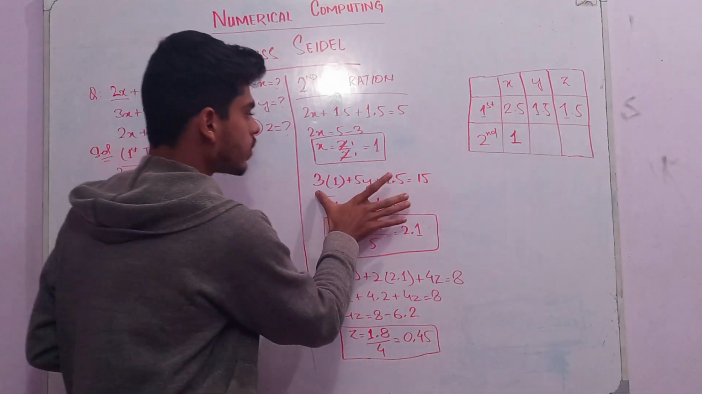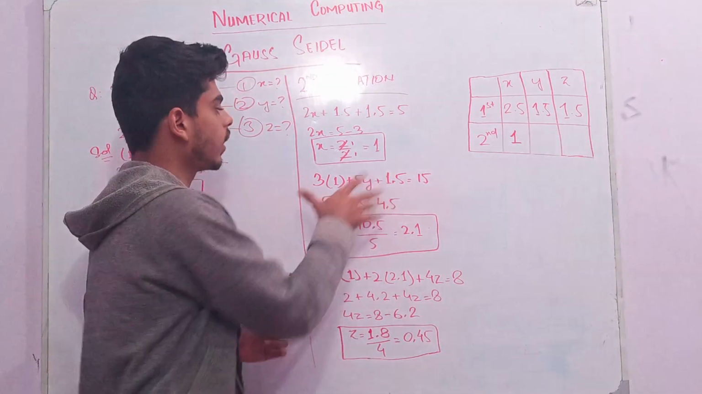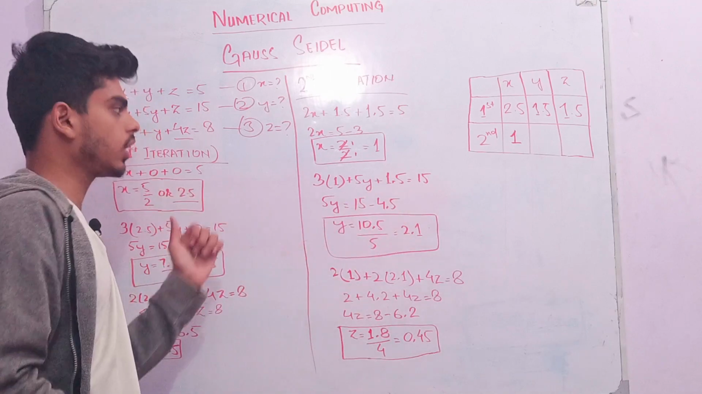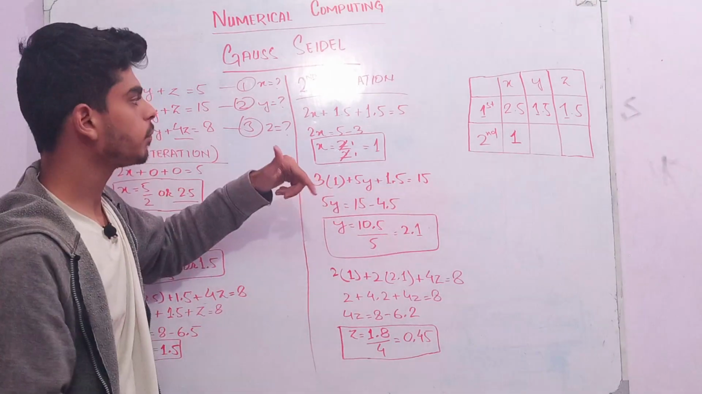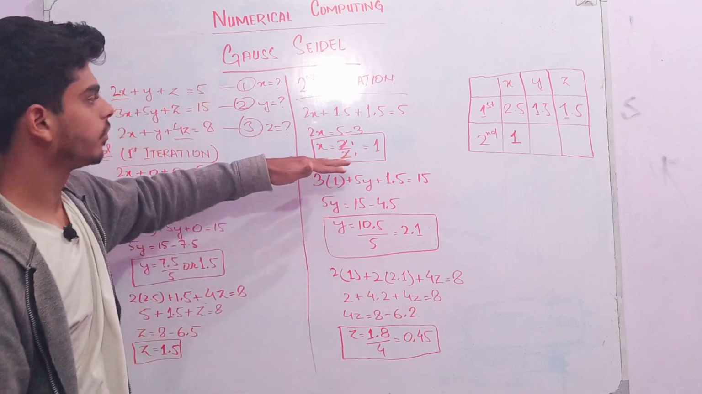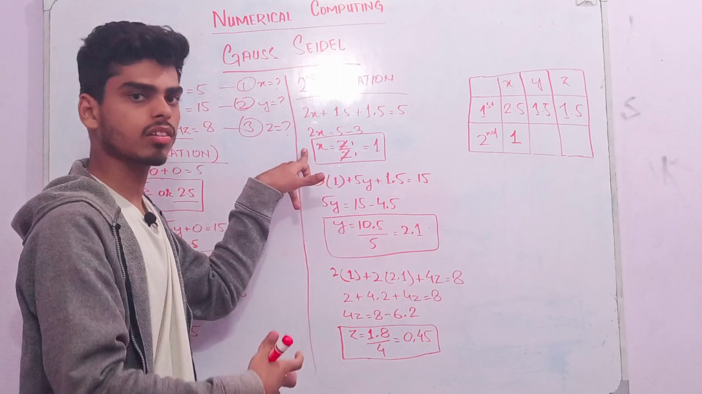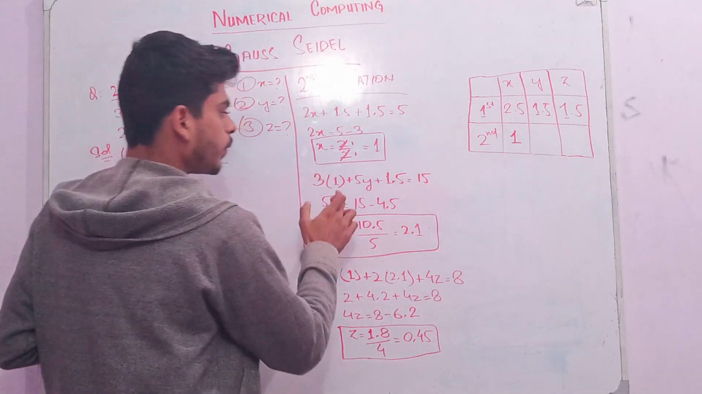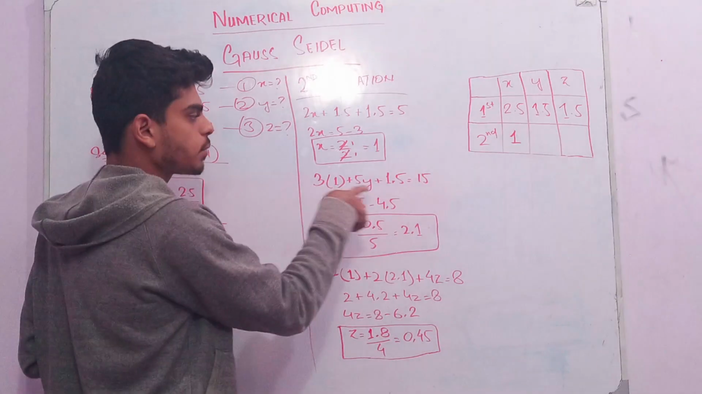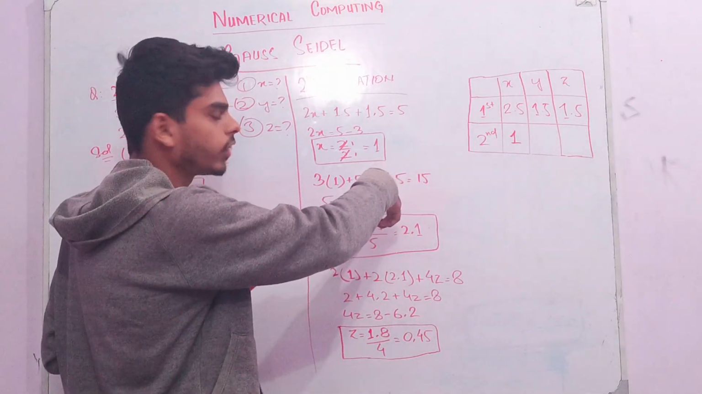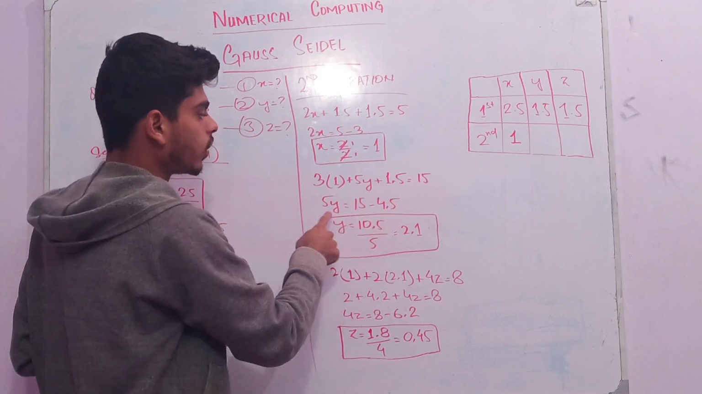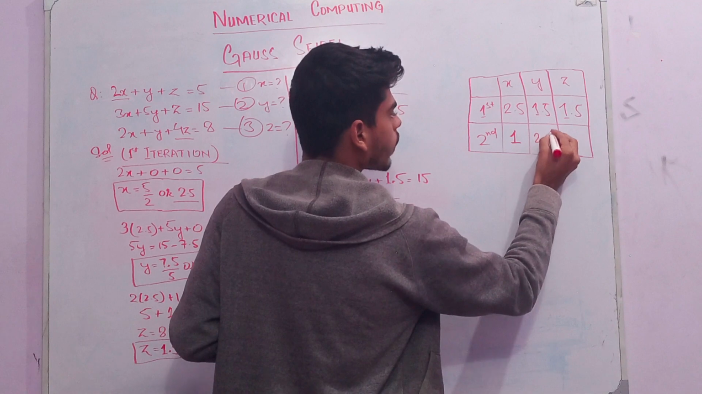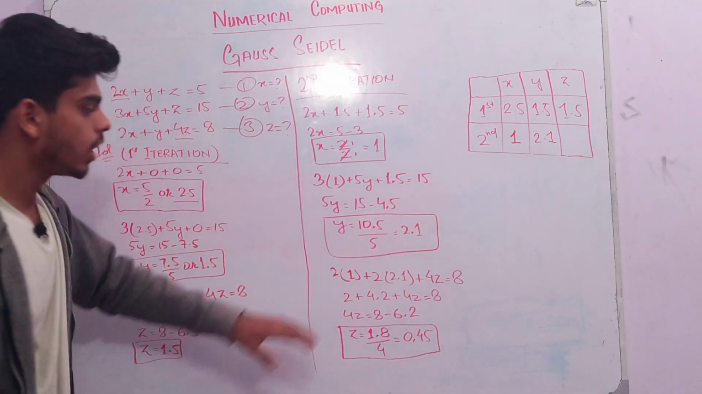Similarly, from the second equation we find y. Now we take the value of z from the previous iteration, but x from the previous step, because we found the new value of x in that step. By putting in the new value of x and the value of z from the previous iteration, we find y, which equals 2.1, by solving the equation.